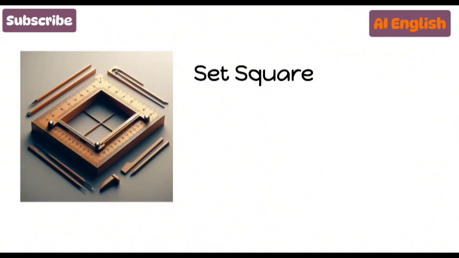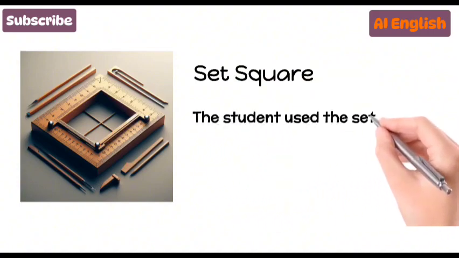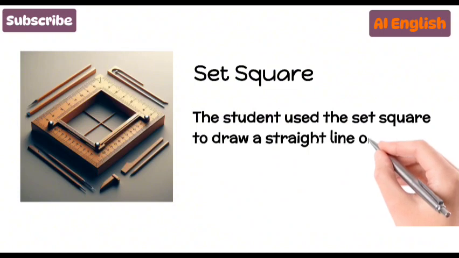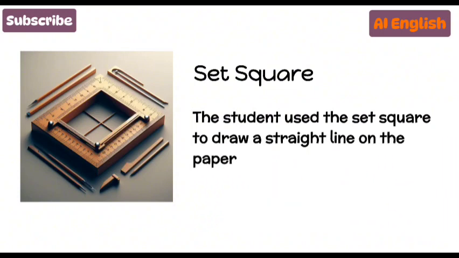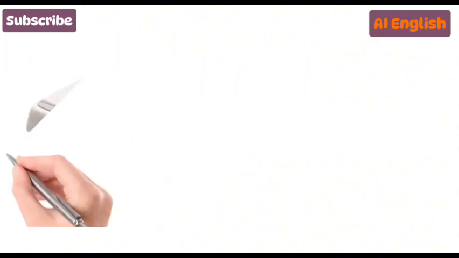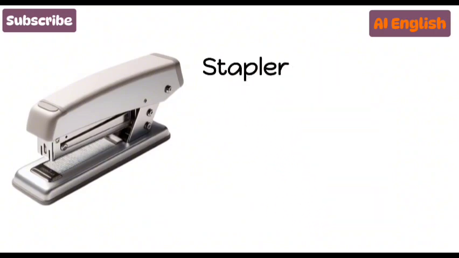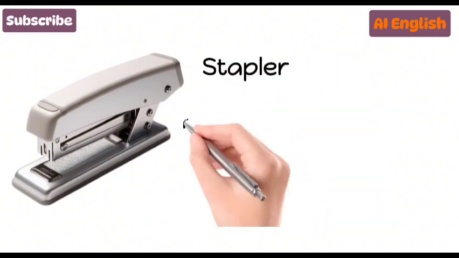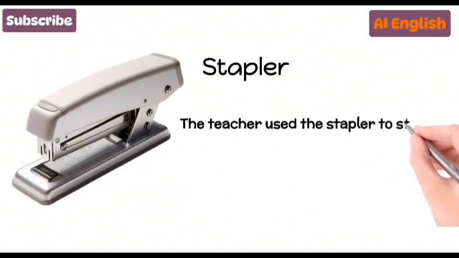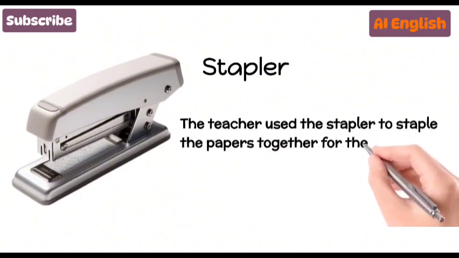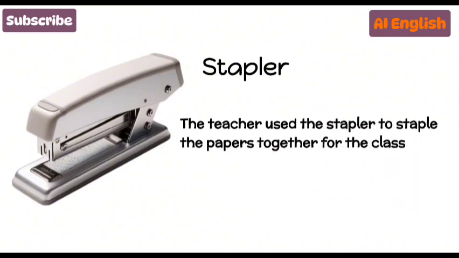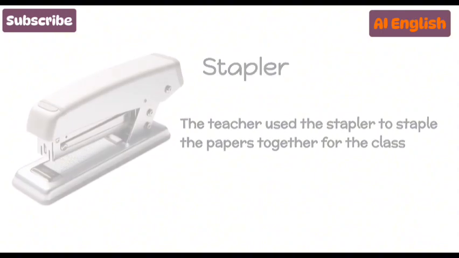Set square. The student used the set square to draw a straight line on the paper. Stapler. The teacher used the stapler to staple the papers together for the class.